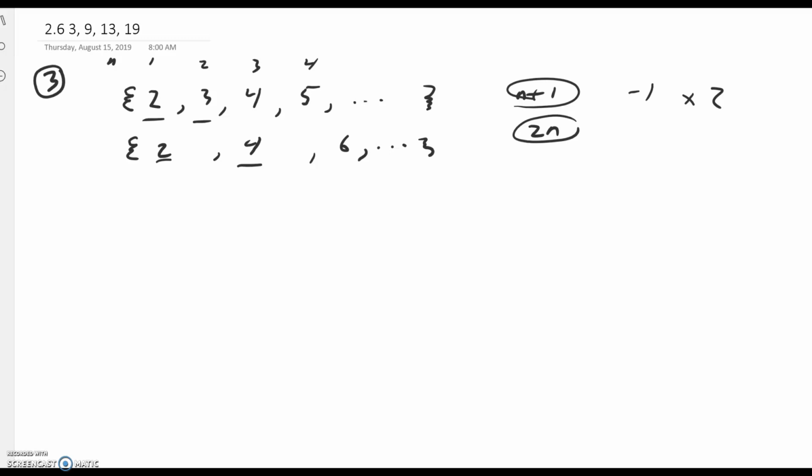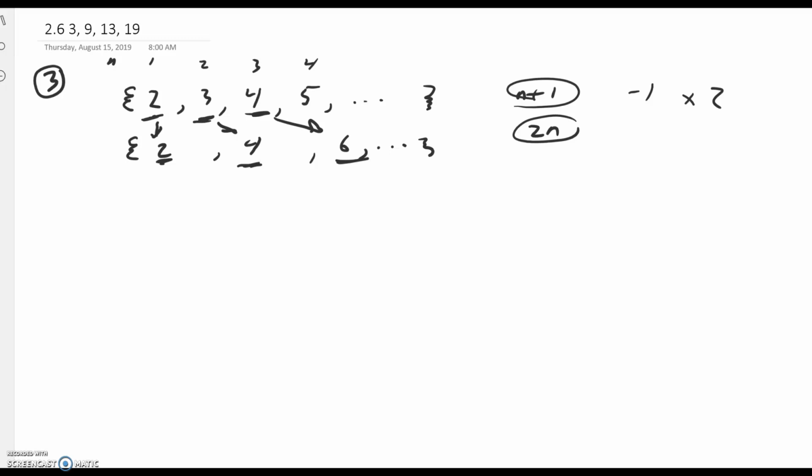You'll notice if you subtract 1 from this, you get 1, and if you multiply by 2, you get this. If you subtract 1 from this, you get 2. If you multiply by 2, you get 4. If you subtract 1 from this, you get 3. If you multiply 3 by 2, you get 6. So this is a way of going from here to here, and from here to here, and from here to here. And so subtracting 1, multiplying by 2 takes us that direction.